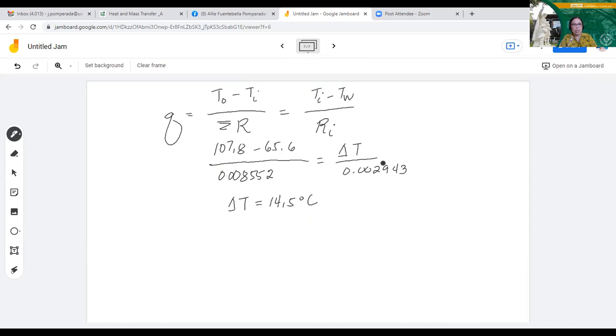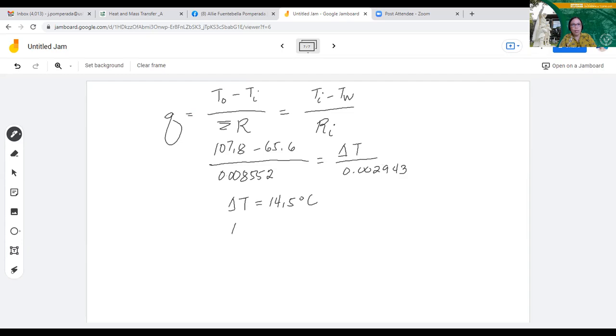What is this 14.5 degrees Celsius? That's the TI minus TW, or which of the two is greater in the first place? Is it the bulk temperature or is it the wall temperature? It is the wall temperature. Which do you think would be greater? Is it the temperature which is 65.6 or the wall temperature? I think that would be the wall temperature because your wall in the first place is where the heat coming from the steam on the outer side of the pipe will be coming in.